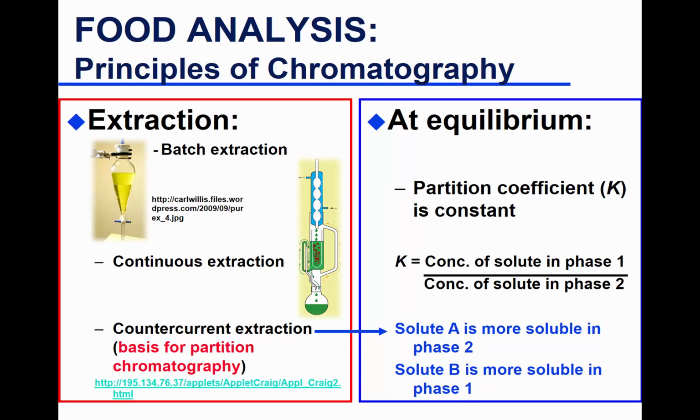So the partition coefficient is the concentration of solute in phase 1, let's say liquid 1, and then the concentration of solute in liquid 2. After you shook it and let it settle, reach equilibrium, then you will be able to get the partition coefficient. If solute A is more soluble in phase 2 than in phase 1, it will have a lower partition coefficient than solute B. Yes, Mallory.